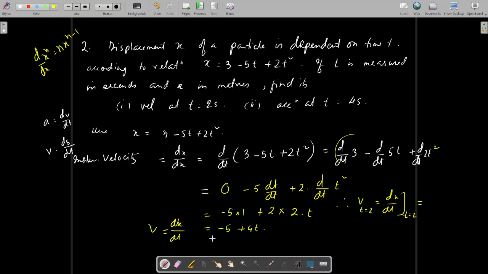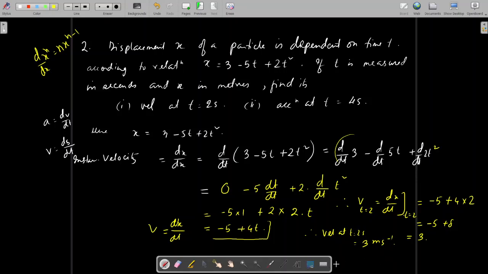So in this result, wherever there is t, you will just put the value of t. Okay, minus 5 plus 4 into 2. Now what do you get? Minus 5, 4 into 2 is 8, so you get 3. Therefore velocity at t equal to 2 seconds is 3. No, this is incomplete, it's not 3, it's 3 meter per second. Okay, you have to complete it like this.